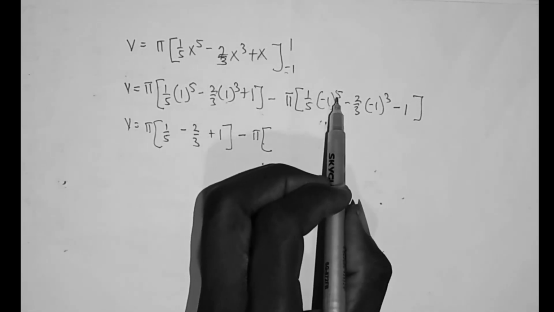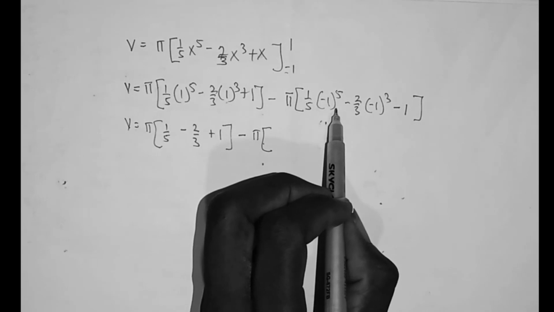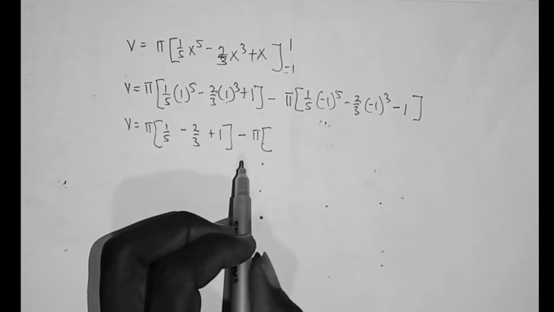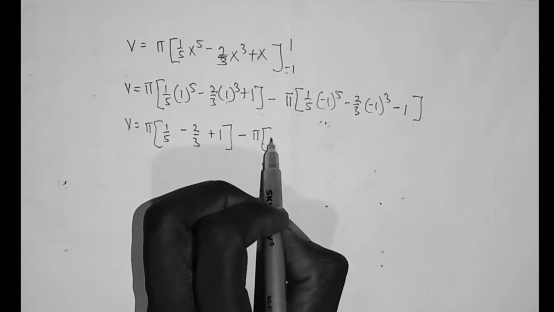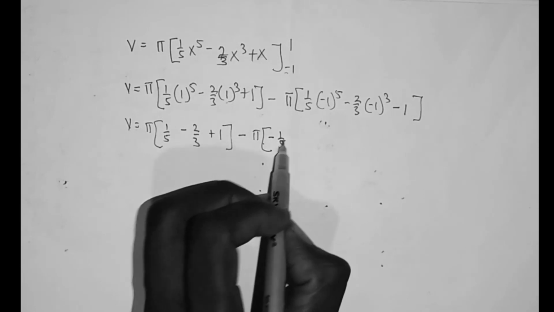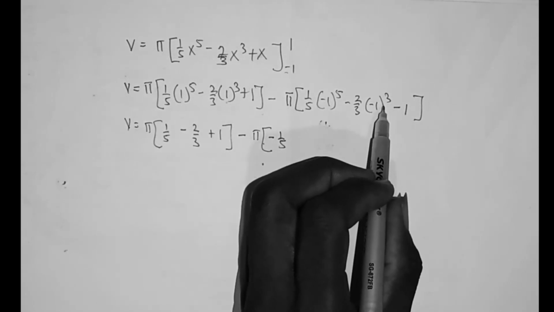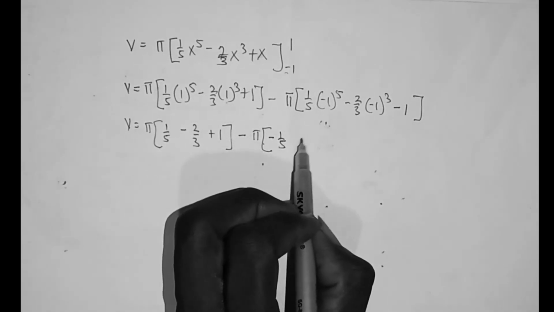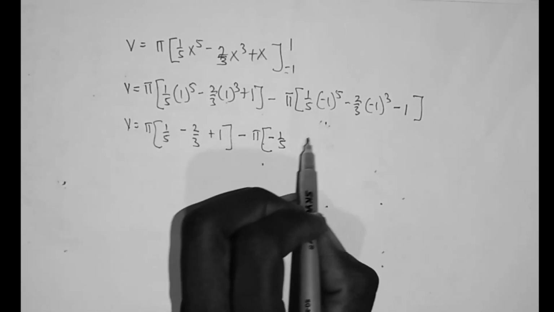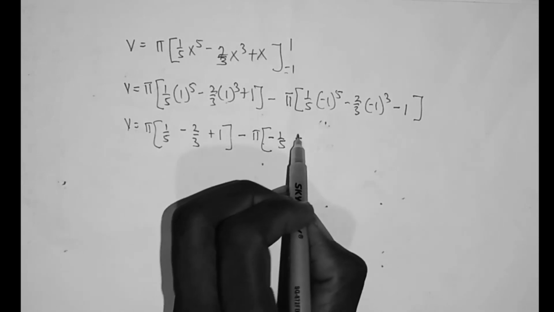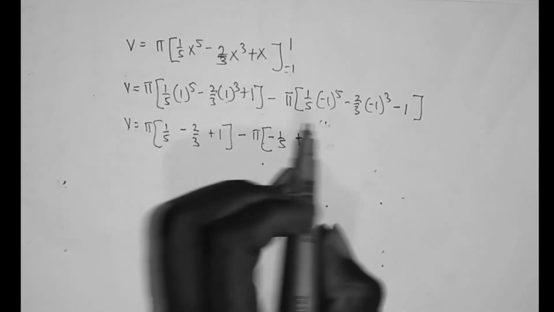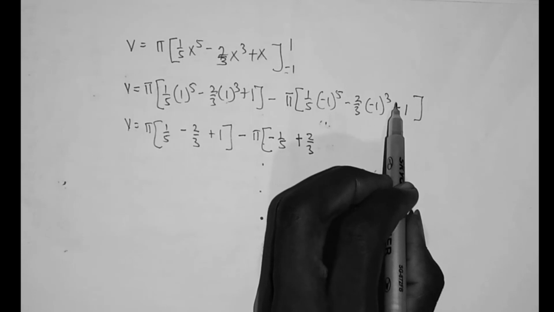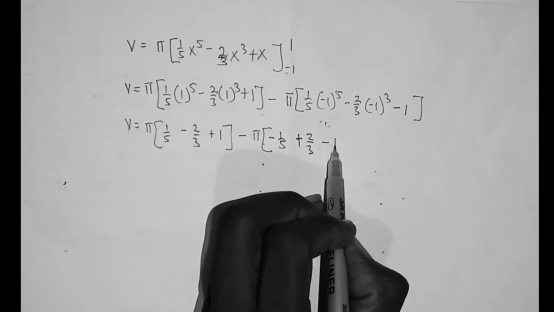Minus 1 exponent 5. Since the power is odd, it will give minus 1. So this becomes minus 1 over 5. Then minus 1 exponent 3, odd power, so it will also give minus 1. So minus 1 times 1 times minus 1 is equal to plus 2 over 3. Then here becomes minus 1.